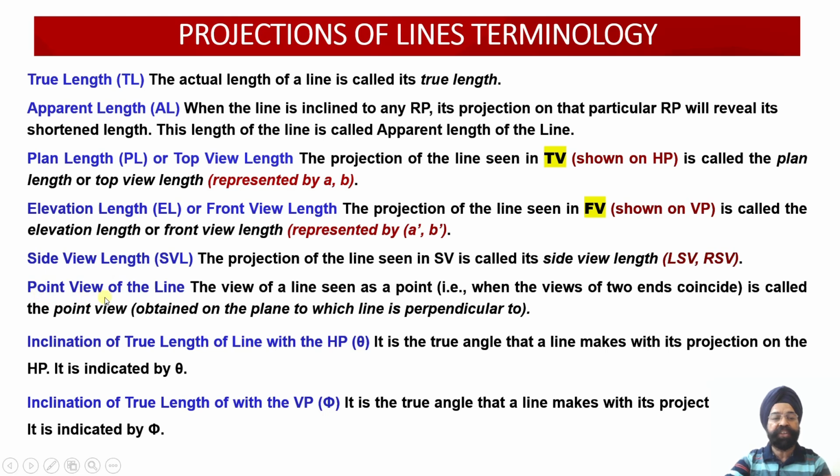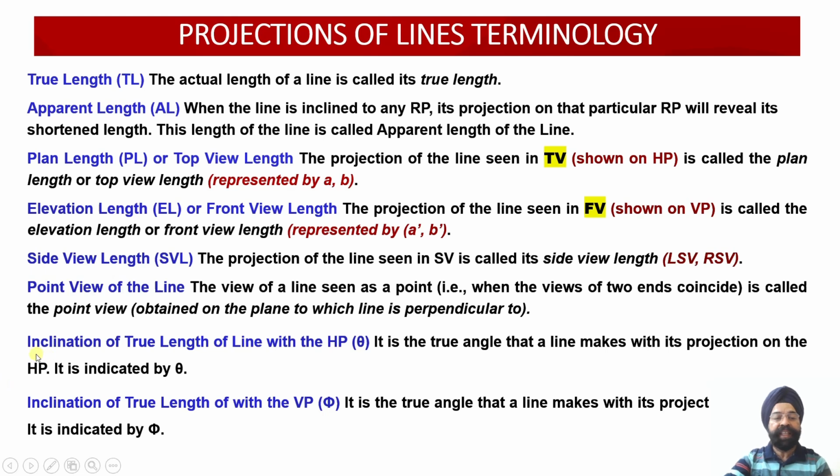Then the next definition is point view of the line. This also we have discussed. Whenever the line happens to be perpendicular to any given reference plane, its projection on that particular reference plane will become a point, and both the views of the two ends are going to coincide over here, leading to generation of a point view. So the view obtained on that particular reference plane will be called the point view of the line.